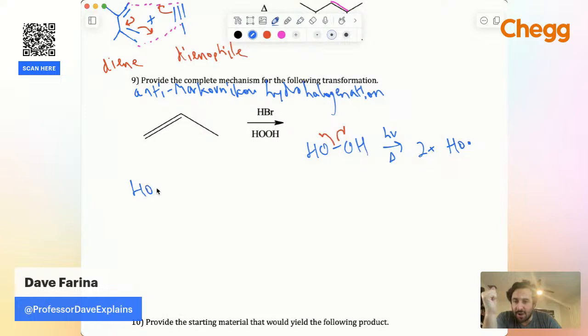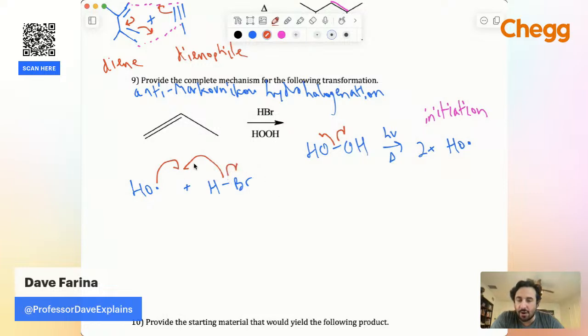Now, the hydroxyl radical is going to interact with HBr. This is initiation. Initiation reactions are always endothermic. It's going to require energy to promote that homolytic bond cleavage. Now here, the hydroxyl radical is going to interact with this HBr bond, and we're going to get this.